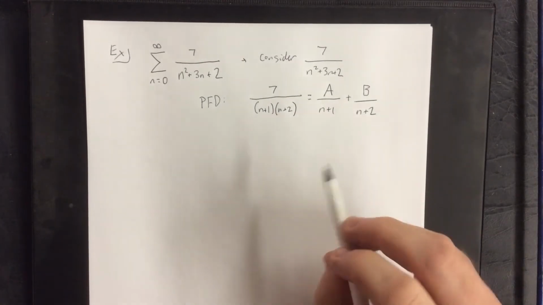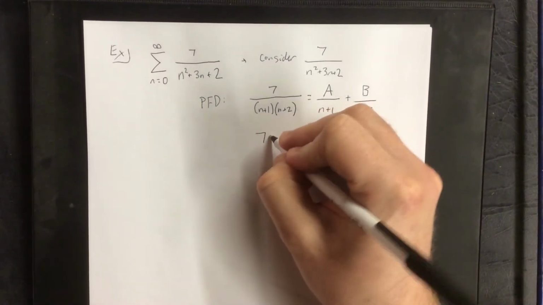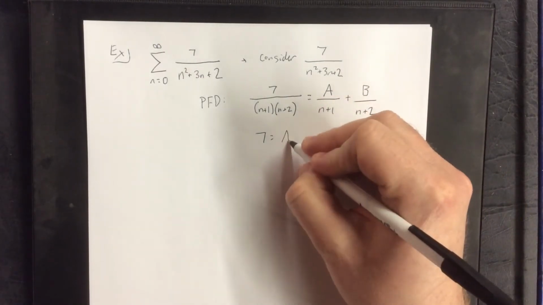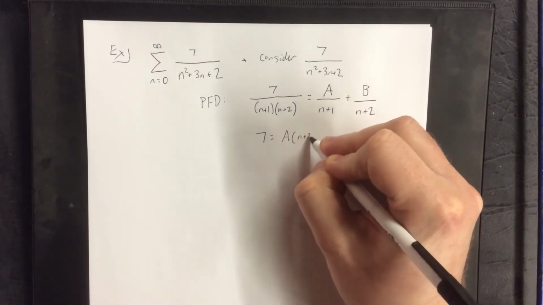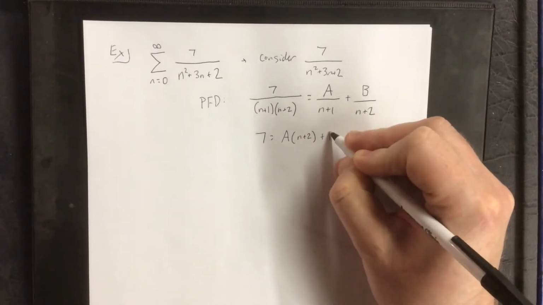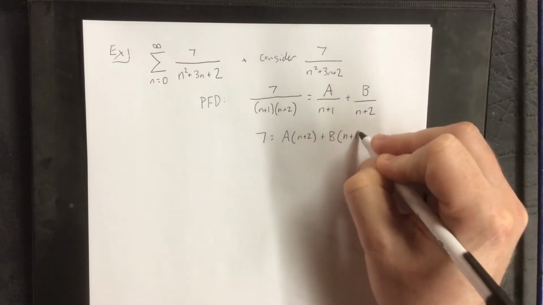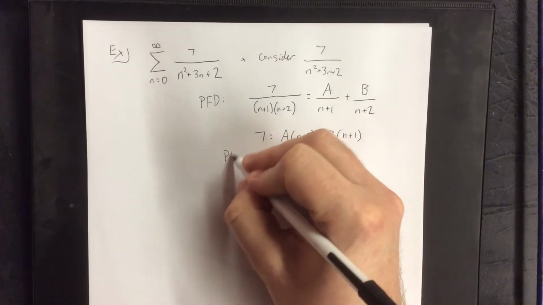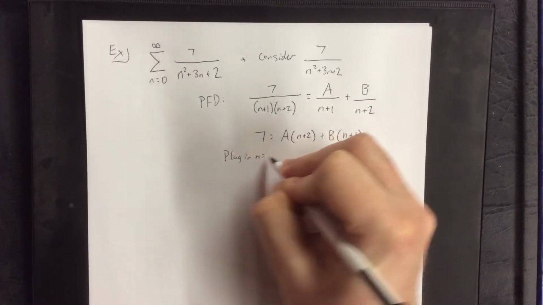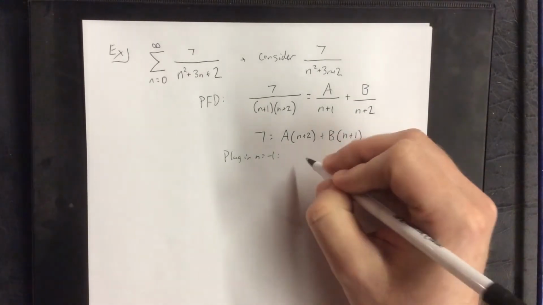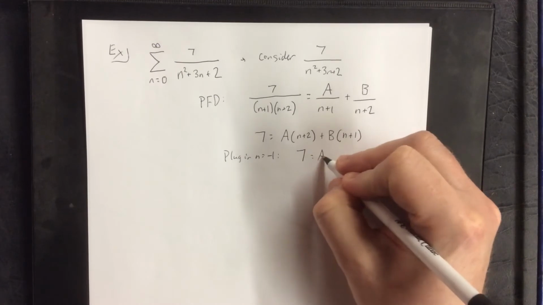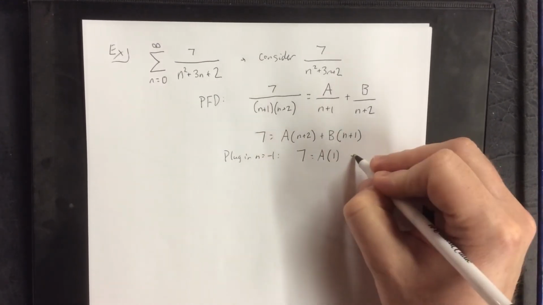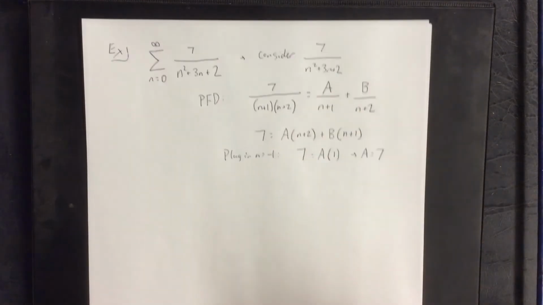First, I'm going to multiply both sides by our lowest common denominator, which is n plus 1 times n plus 2. So a will cancel out the n plus 1, and we'll be left with n plus 2. And for b, we'll cancel out the n plus 2 and have an n plus 1 left over. This is supposed to be true for all n, so I'm going to plug in n equals -1. That'll give me 7 is equal to a times -1 plus 2, and b times -1 plus 1. Leads me to the fact that a is 7.